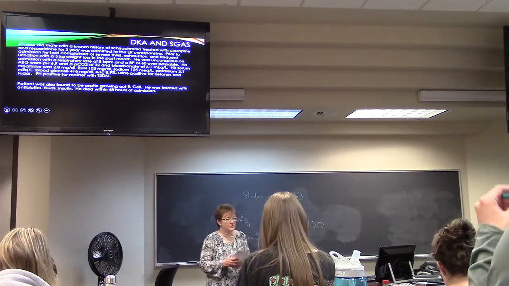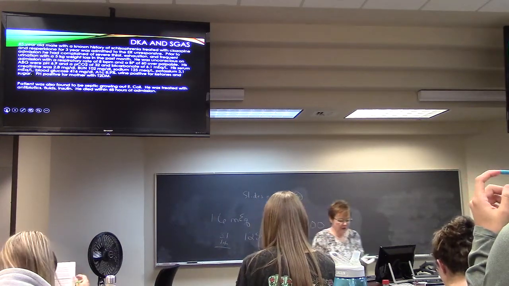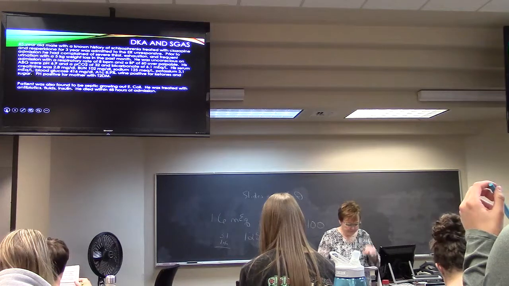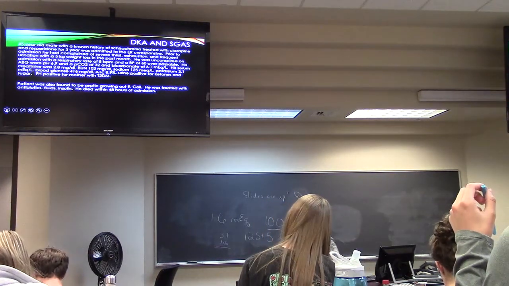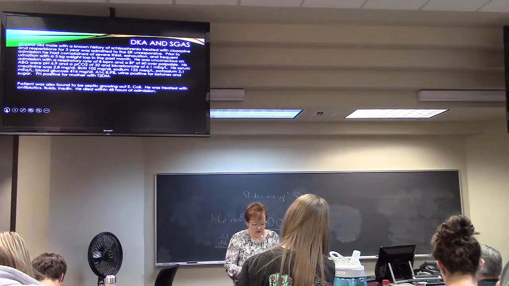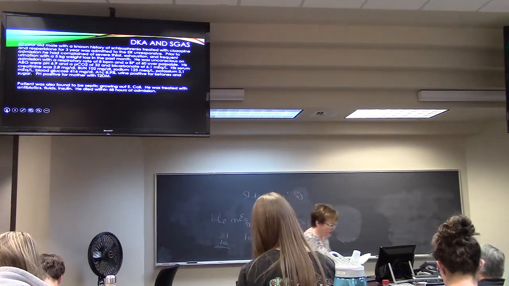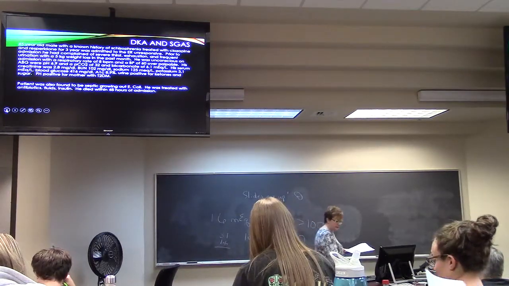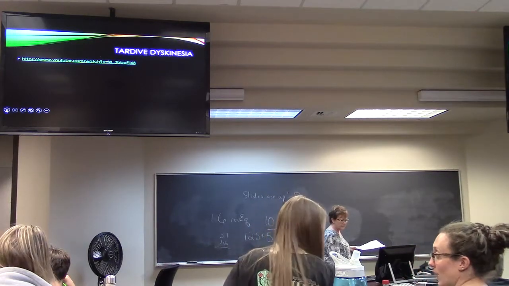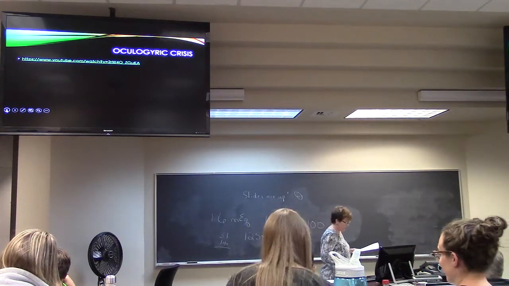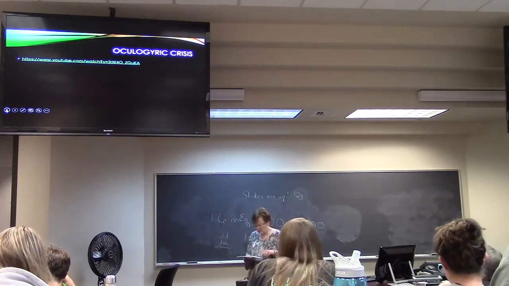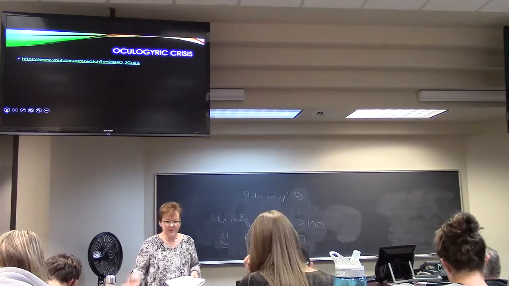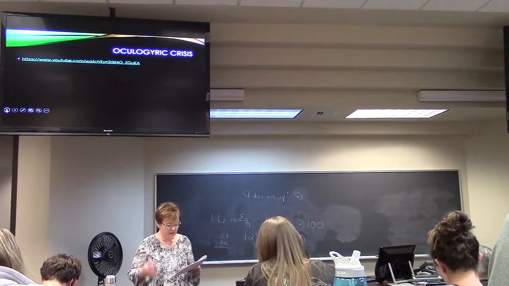Questions? Comments? Okay, so we're going to look at EPS now and look at two different kinds. We're going to talk about first the akathisias, the Parkinsonism, and dystonias. I have some videos to show you. So the akathisias, I'll show you a picture of one, or get a video of one of them. It's just a restlessness. They cannot sit still.